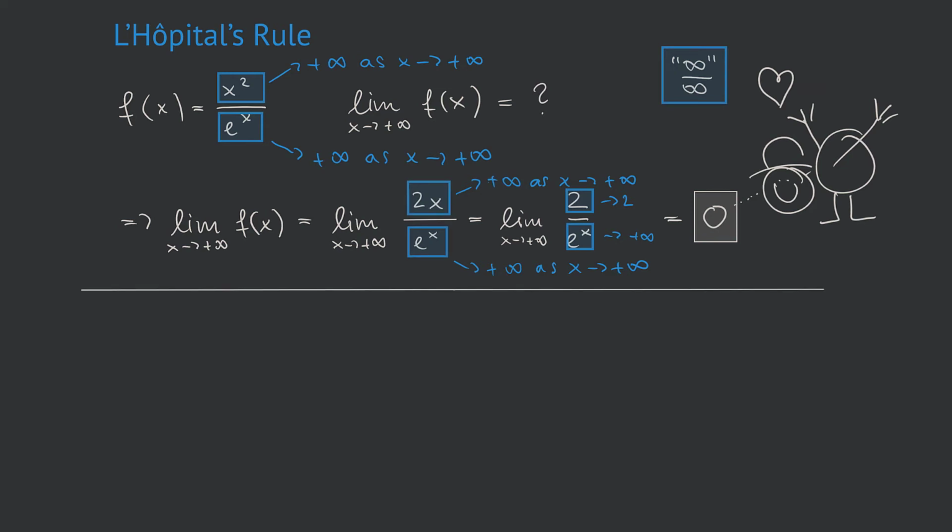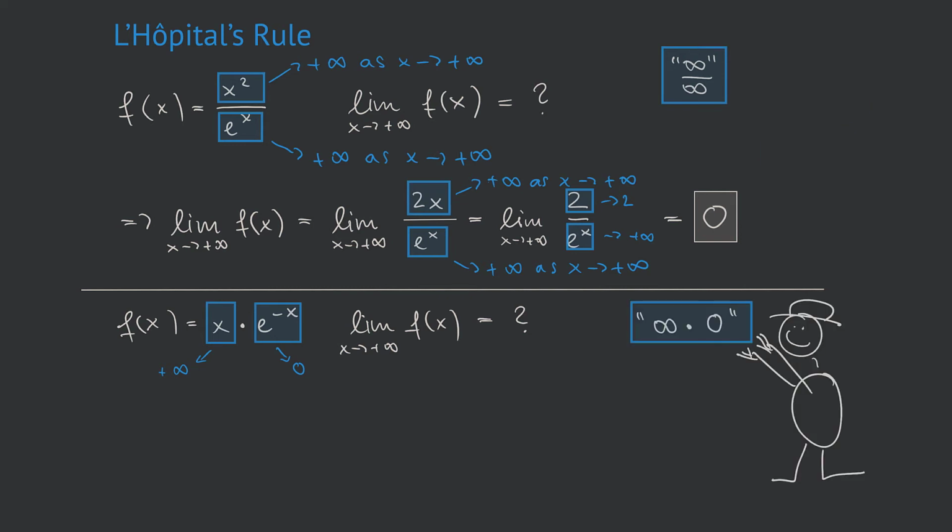Let's have a look at another example. We have f of x equals x times e to the power of negative x. And we want to calculate the limit of f of x as x tends to positive infinity. Now, as the function formula is a product, our components are factors. Obviously, the first one, x, tends to positive infinity, whereas the second one, e to the power of negative x, tends to 0.